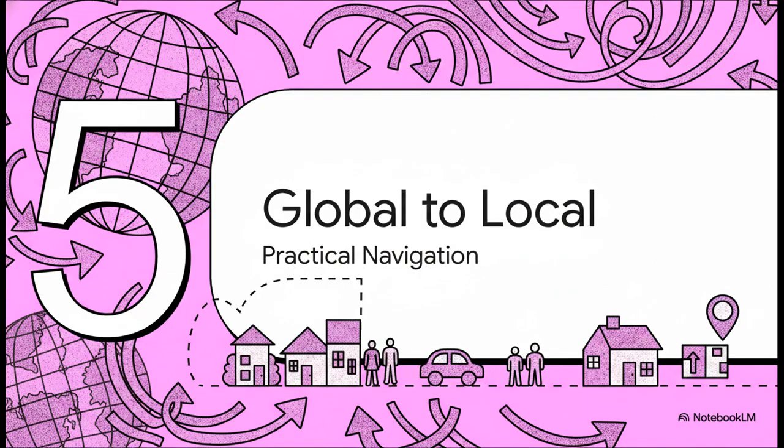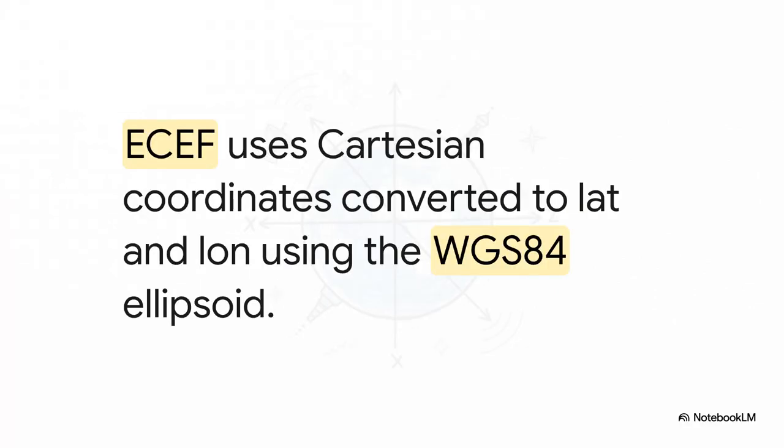And finally, Section 5. From global to local, getting into practical navigation. So here's the thing. ECEF operates purely in Cartesian math, meaning simple x, y, and z coordinates. But human beings, we don't navigate using x, y, z. We use maps. So real navigation systems take those internal x, y, z coordinates and use fundamental conversion math, stuff involving Earth's radius and complex spherical geometry, to translate them into latitude, longitude, and height.